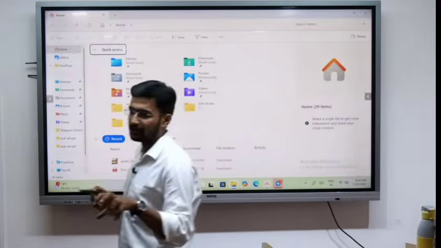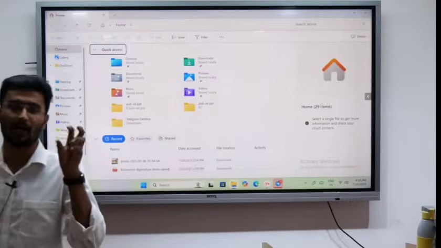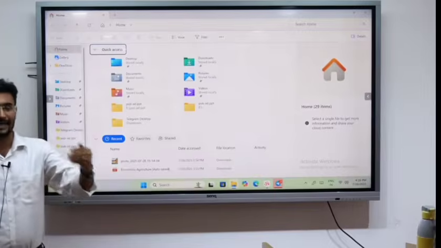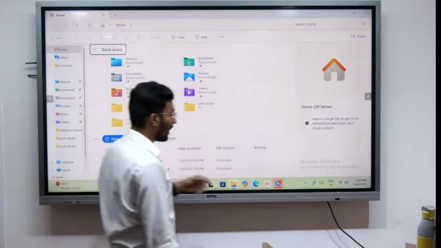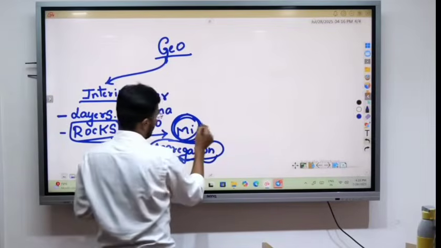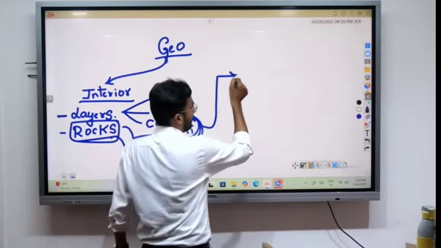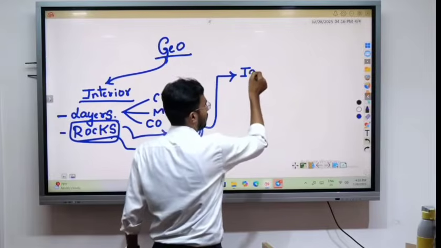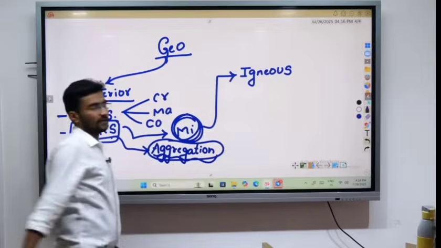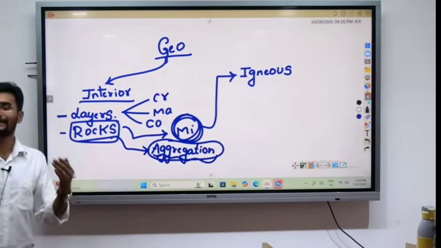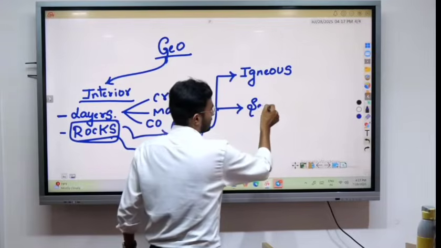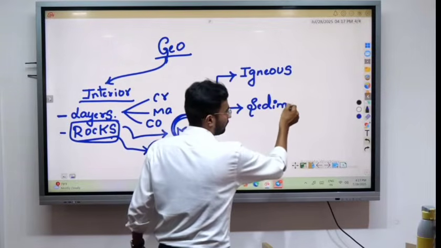Now what rocks do we have with respect to the earth? We have three types of rocks. One we call the parent rock, which is the igneous rock. And the second one we call sedimentary rock.